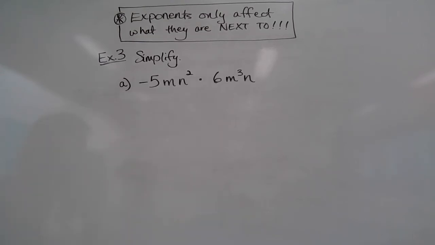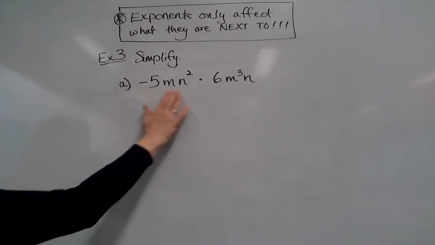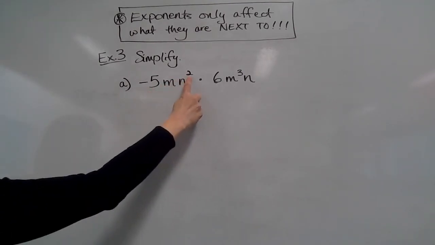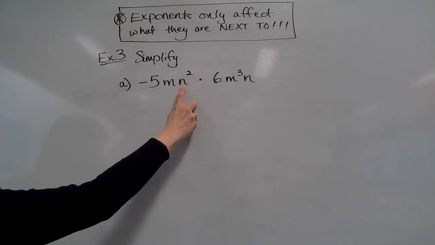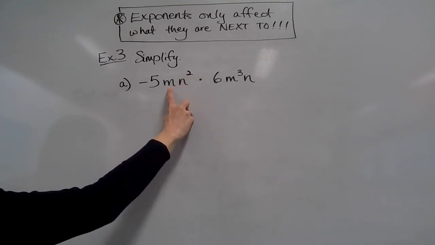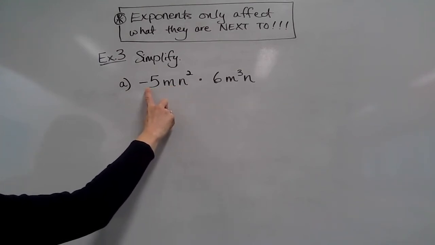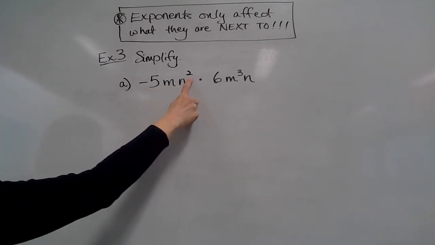All right, in example 3, you're only being asked to simplify, but you can see when you look at the expression, there's a lot going on. We have numbers, we have variables, we have powers. This is a great example of why it's really important to remember that exponents only affect what they are next to. This first part of our expression, this first term, has a power of 2 sitting here, but the power of 2 only affects the n. It does not affect the m, it does not affect the 5 or the negative sign. It only affects the n.